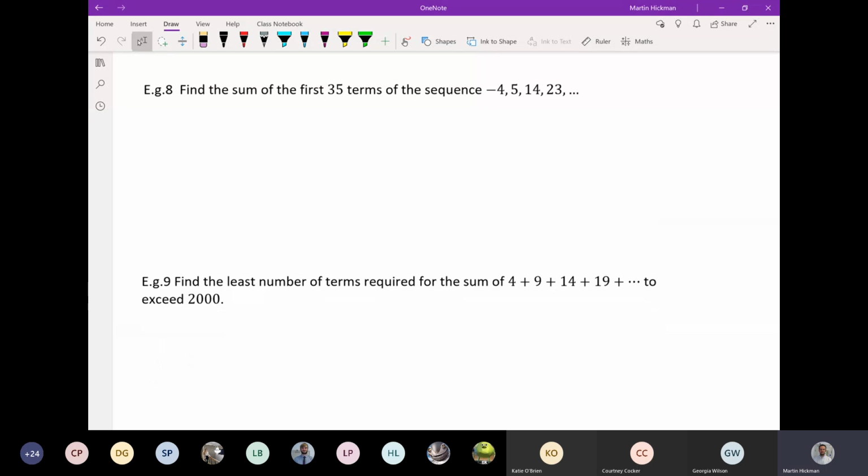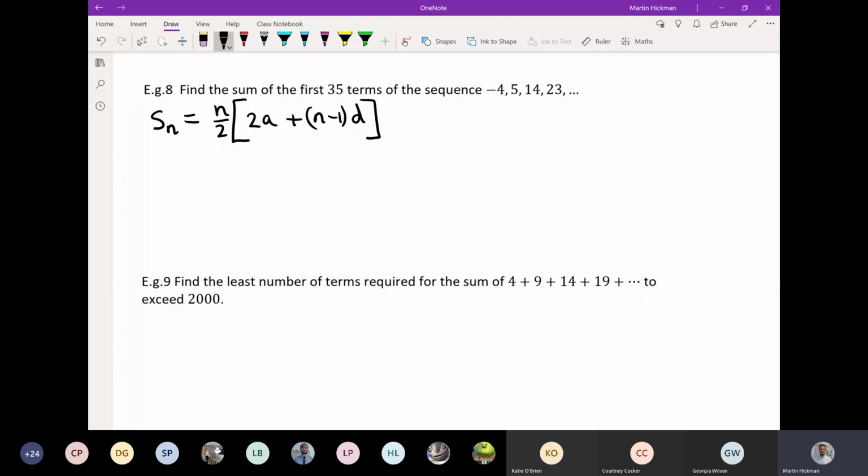So in this first example, find the sum of the first 35 terms of the sequence: minus 4, 5, 14, 23. So for this, we want to use Sn equals n over 2 times 2a plus n minus 1 times d. You could find out your last term and use the other method, but at present we don't actually have what the last term of the sequence is.